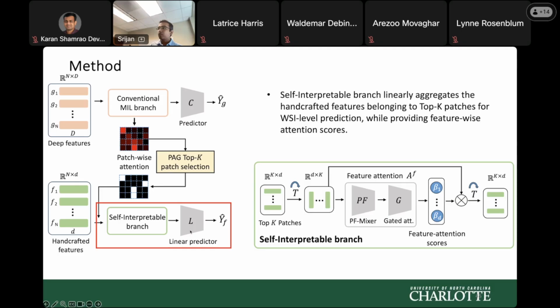And then we don't use any nonlinear activations in the self-interpretable branch. So basically, when we come up with the survival predictions, the prediction can be derived by a linear combination of the input to the self-interpretable branch. So for a particular output of this model, you can derive which features are important, since it is just a linear combination and we haven't used any non-linearity. So we preserve the interpretability of the model.